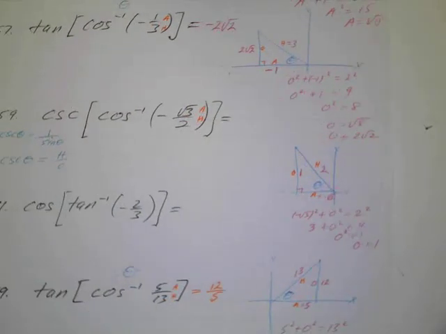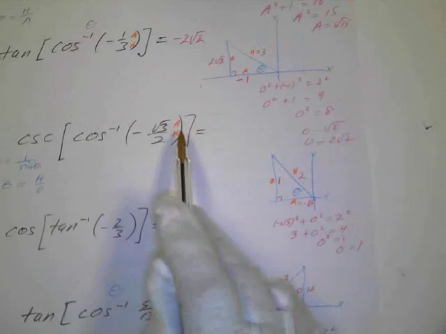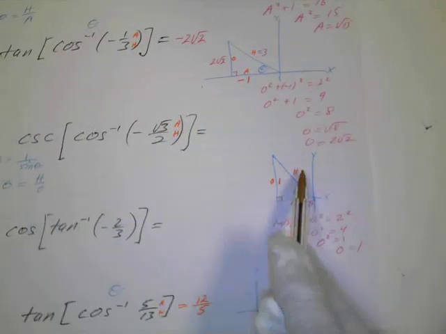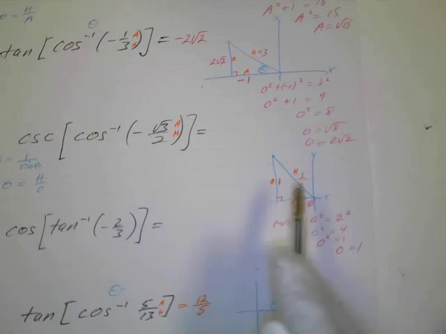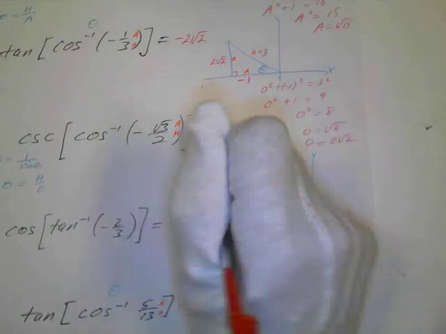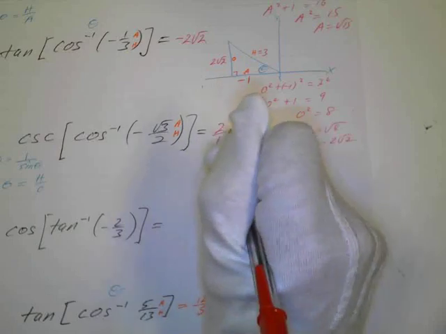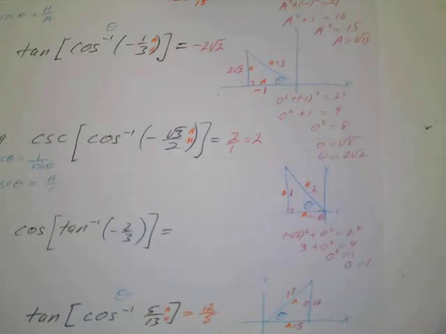So that goes over here. And remember, it's going to be the hypotenuse over the opposite, because I want the cosecant. So it's going to be 2 over 1 or just 2. That was nice.